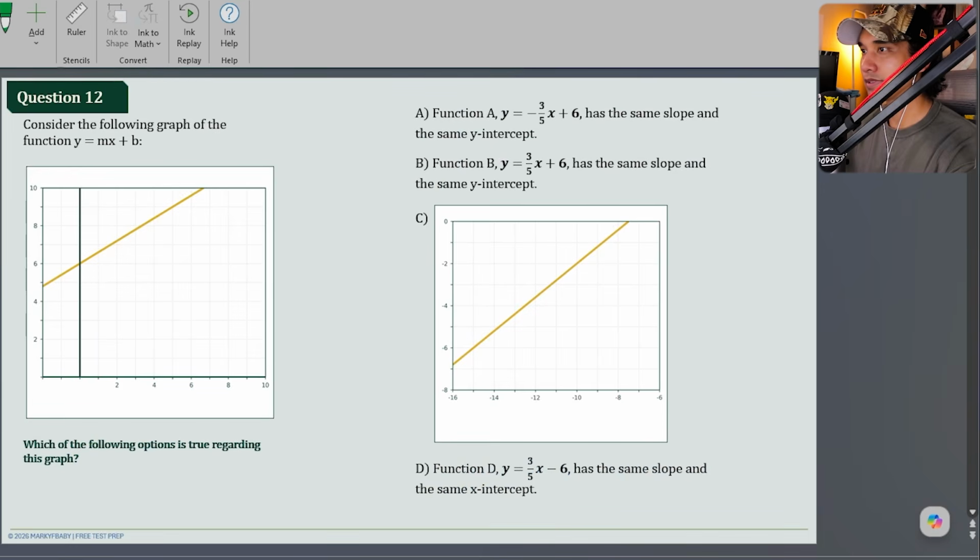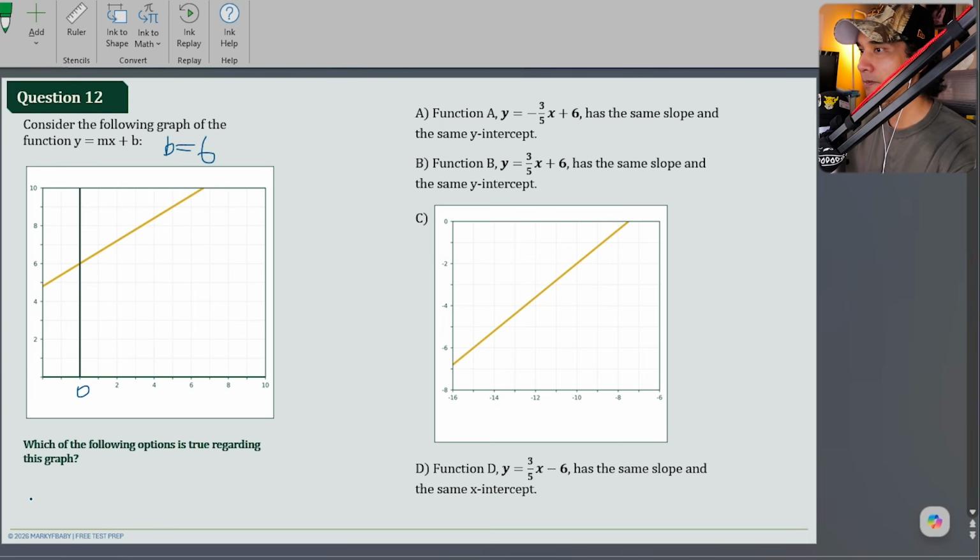All right, question 12. Consider the following graph of the function y is equal to mx plus b. And again, guys, what are we going to do? We're going to look for the y-intercept. So this is 0 right here. And this is 1, 2, 3, 4, 5, 6, confirmed. This is 0, comma 6. So 6 right here is our b.